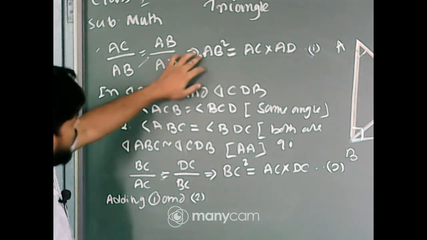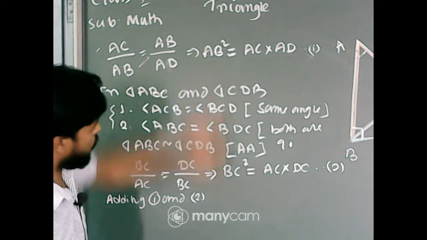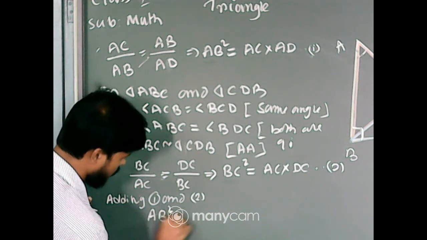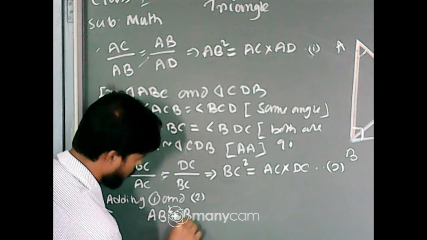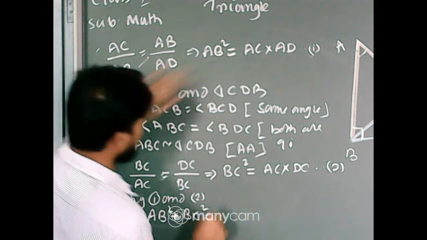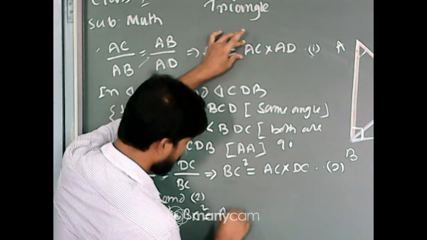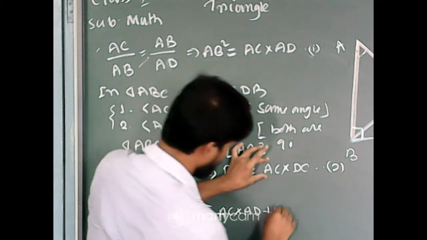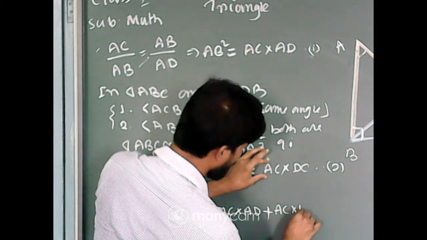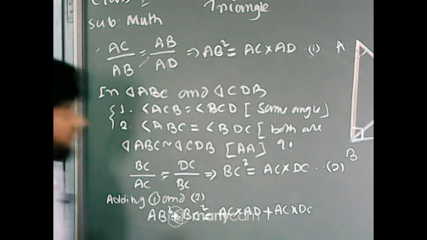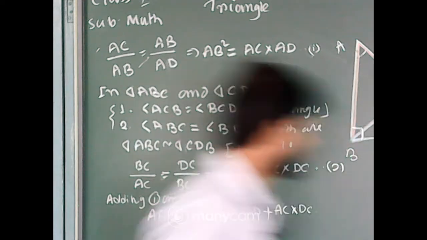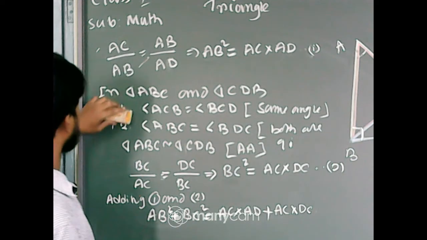If I add them, the left hand side will be AB square plus BC square is equal to, the right hand side will be AC into AD plus AC into DC. Okay, so I have to rub it again. If I write anything else, you can't see it. So, I am rubbing here.